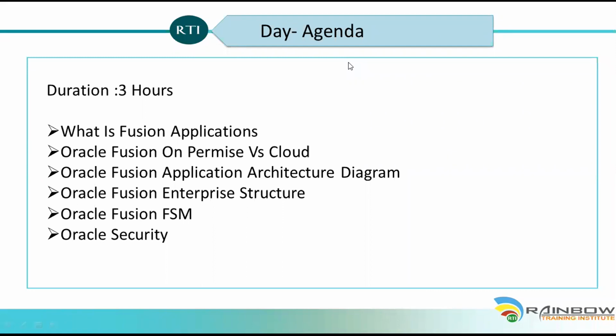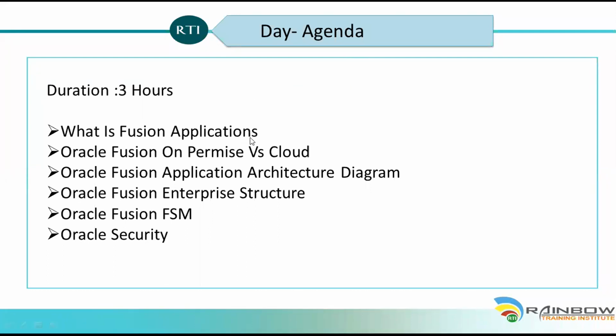Okay, today as per our schedule, we are going to discuss in the next 3 hours what the Fusion application is, and we are going to discuss on-premise versus cloud application, and what the architecture diagram is, what the architecture is in the Fusion application, what the enterprise structure is in the Fusion application. In e-business, we used to call it a multi-op structure. In Fusion, what kind of structure we have, we are going to discuss.